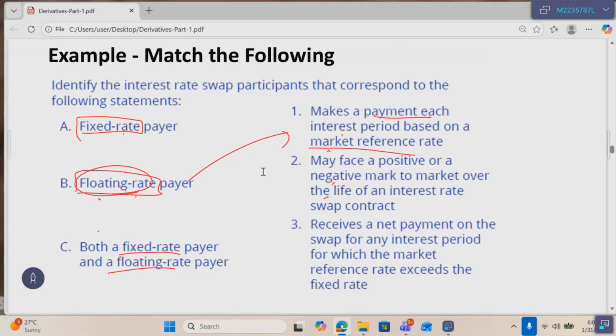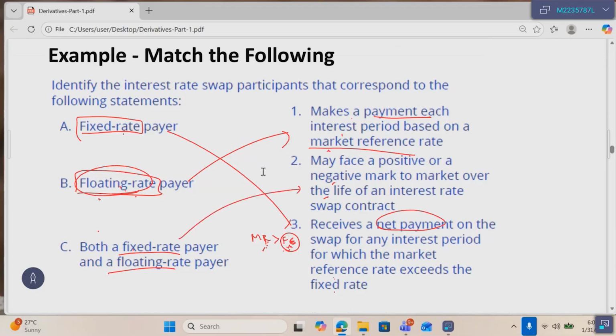So here I'm saying the market rate exceeds the fixed rate. Market rate is greater than the fixed rate. So he's right, and he's saying he receives a net payment on the swap for which the market reference rate is greater. So when he's paying a fixed rate and the market rate is greater, then he'll receive a net payment. So the fixed rate payer will make money when the market rate is higher. Correct?